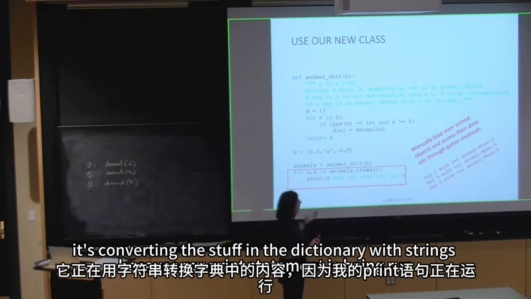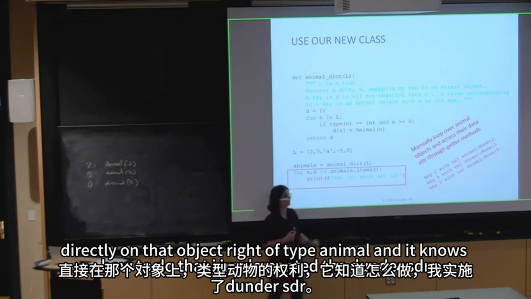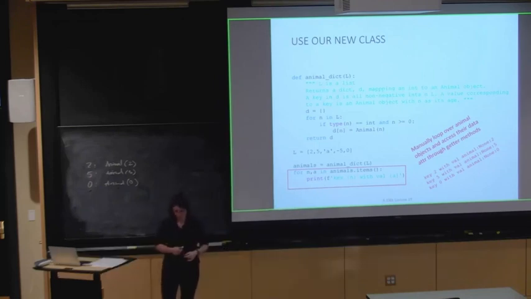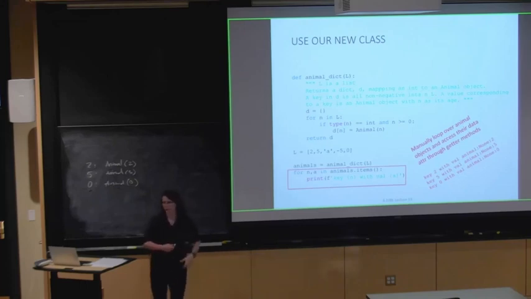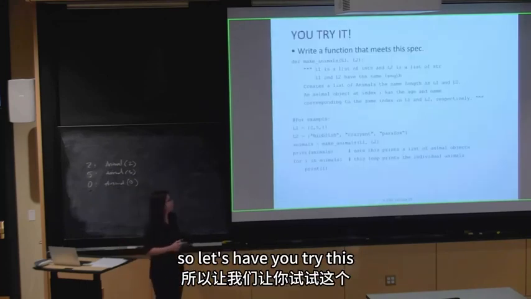Yeah, exactly. It's converting the stuff in the dictionary into strings because my print statement is being run directly on that object, right, of type animal. And it knows how to do that. I implemented the dunder str. Everyone okay? Okay.